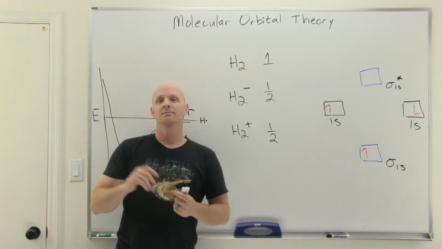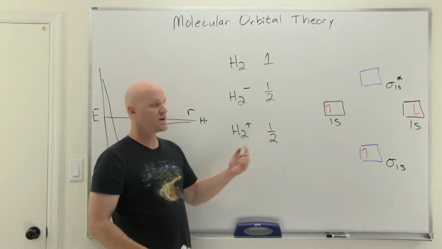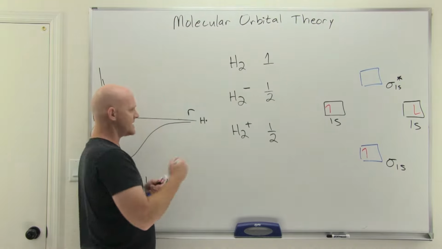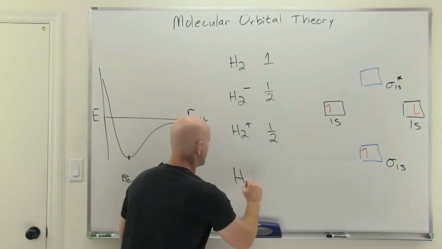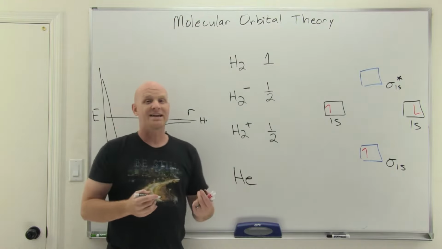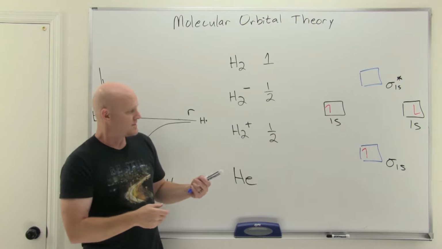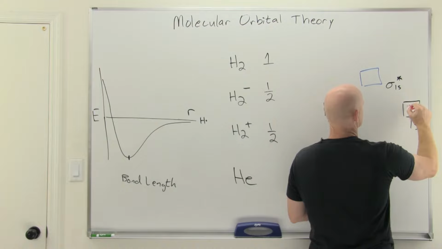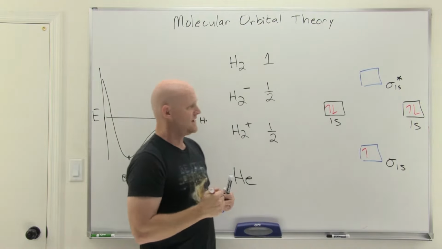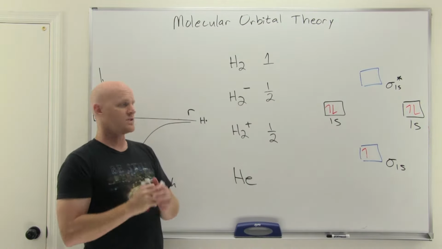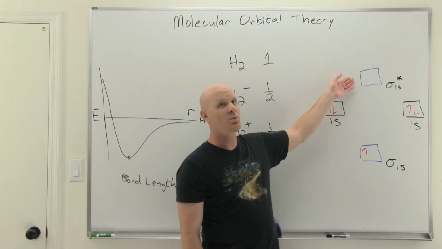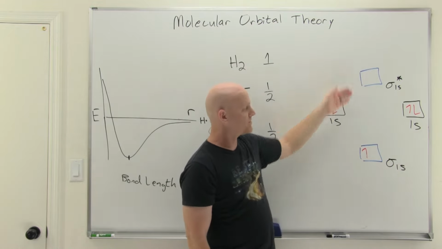It may not be the most stable thing in the world, as that's a rather weak bond, but it is possible that it exists. And the reason I bring that up is because now we might compare this to something like helium. Helium, on the other hand, has 2 valence electrons in its 1s orbital. Those 1s orbitals overlap, creating a lower energy sigma 1s bonding molecular orbital and a higher energy sigma 1s antibonding molecular orbital simultaneously.